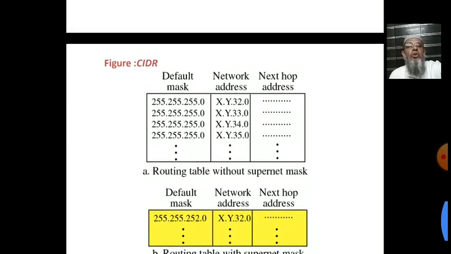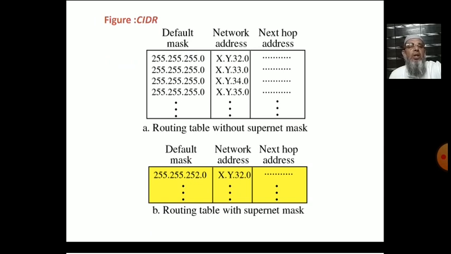That's why it's called that. So with CIDR, if you use the routing table without a supernet mask, individual network addresses will be there. With the default subnet mask 255.255, for every network address x.y, whatever the x or y value, the first two decimal values will be the same in all the addresses, and it only changes in the next decimal value, that is 32, 33, 34, 35.